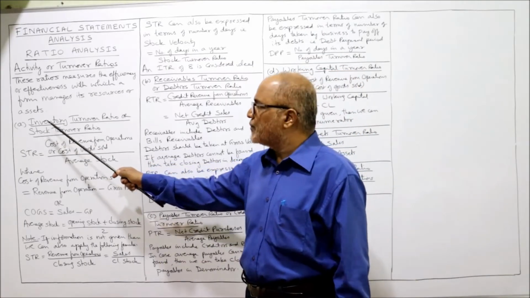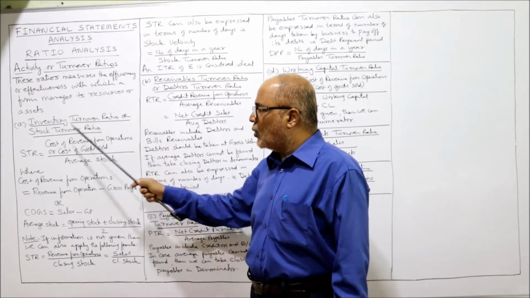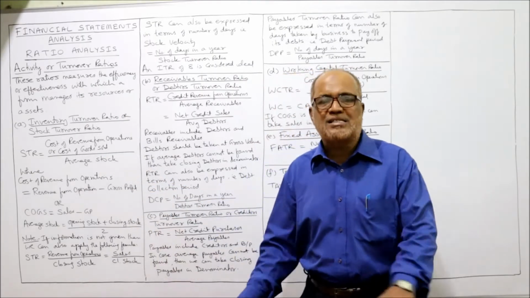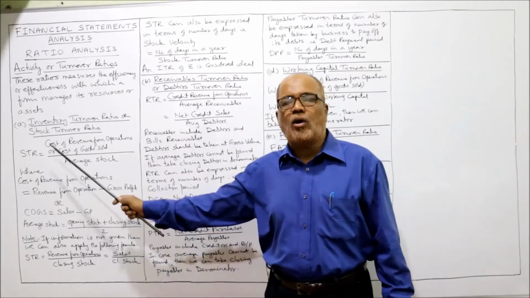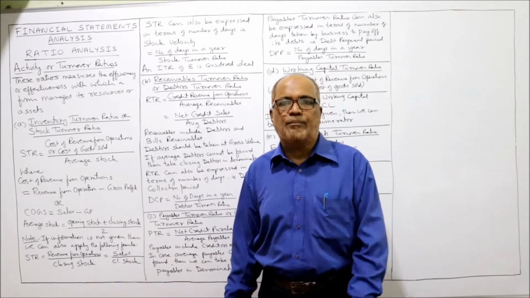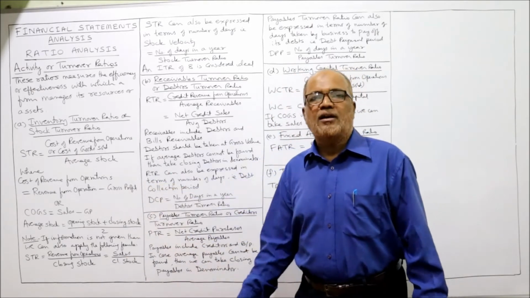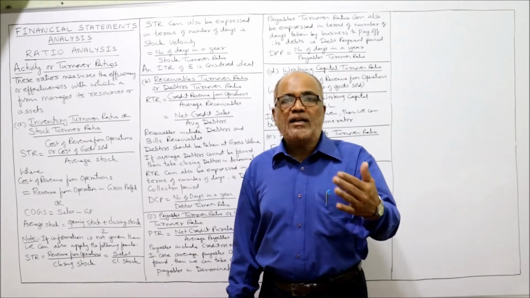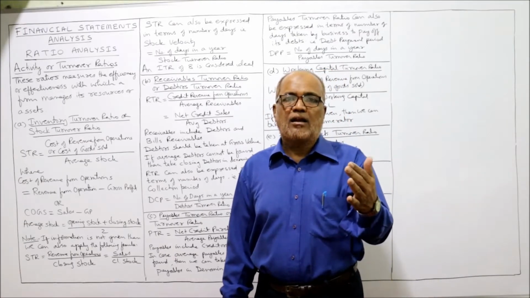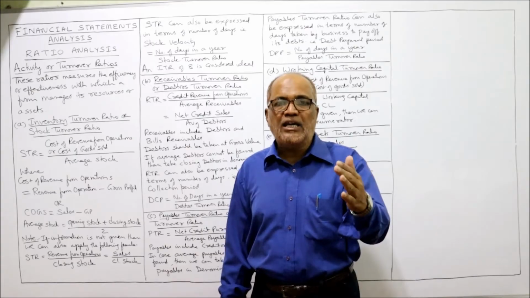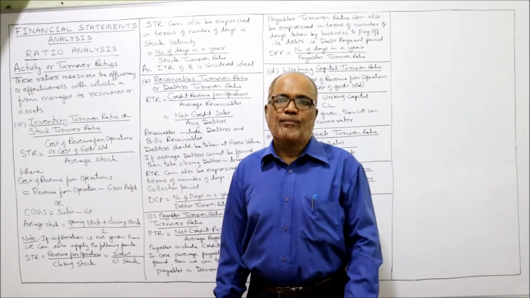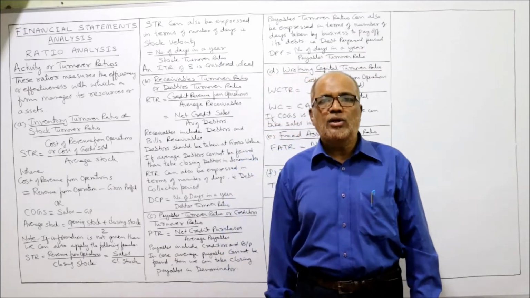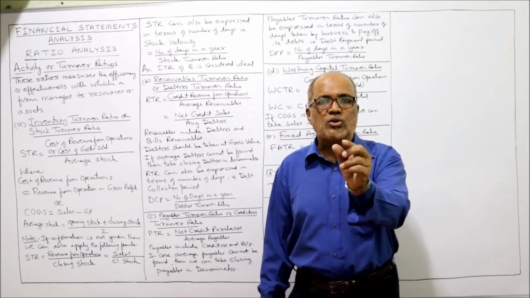First activity ratio: inventory turnover ratio or stock turnover ratio, which mean the same. The meaning of this inventory turnover ratio is how many times in a year the stock is converted into sales. That is the stock turnover ratio.